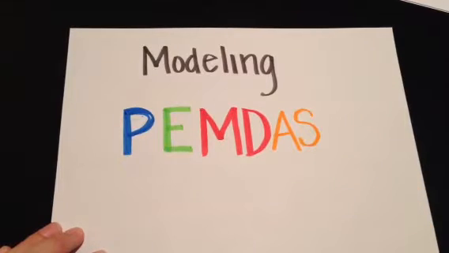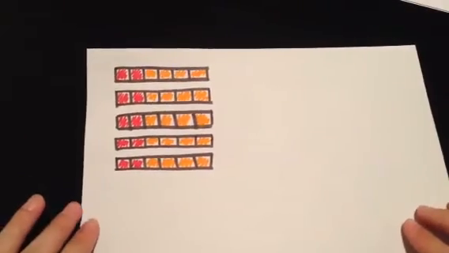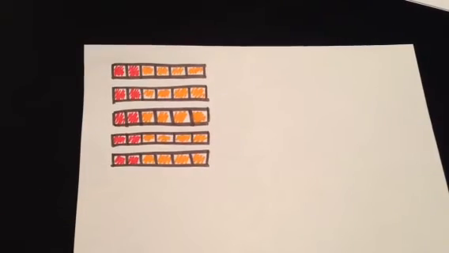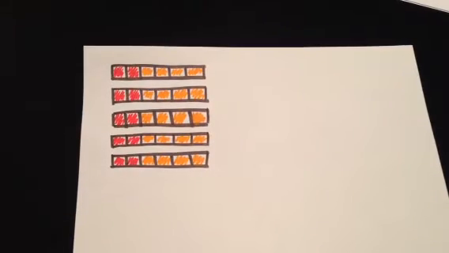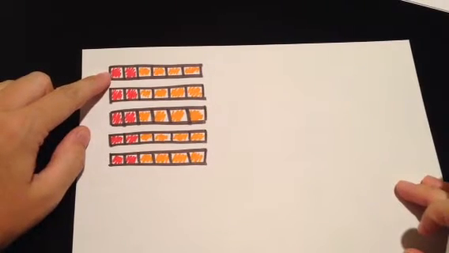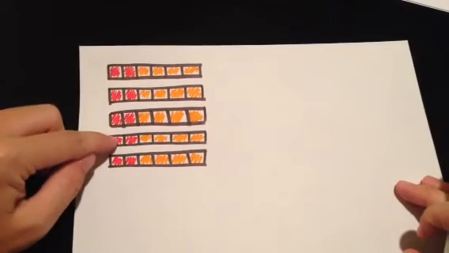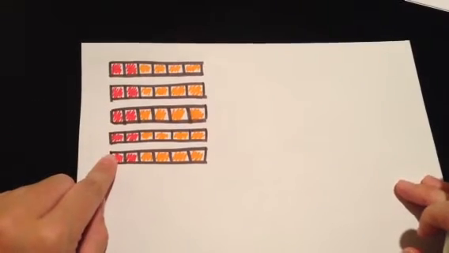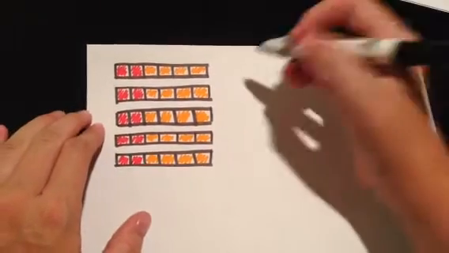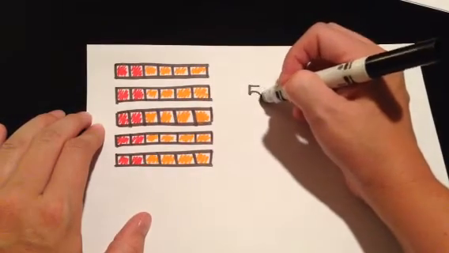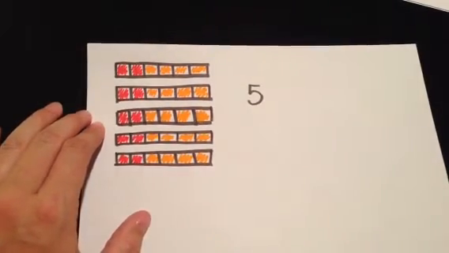We used pictures today to represent expressions. So let's first take a look at this picture. Take a second and think about what this picture might be representing. If we look carefully, we can see that we have 1, 2, 3, 4, 5 groups. So I'm going to show a 5 to represent our 5 groups.